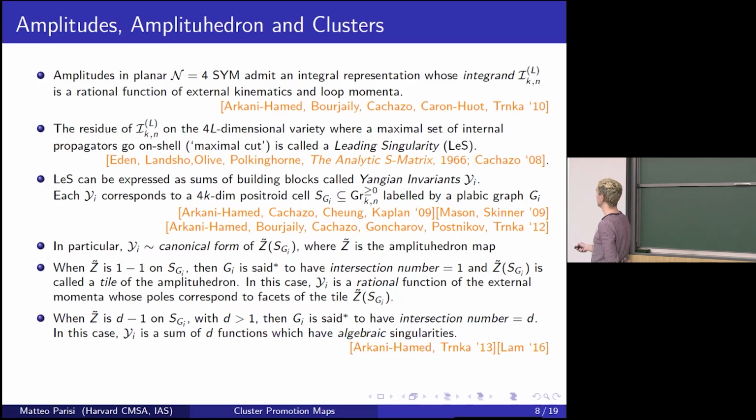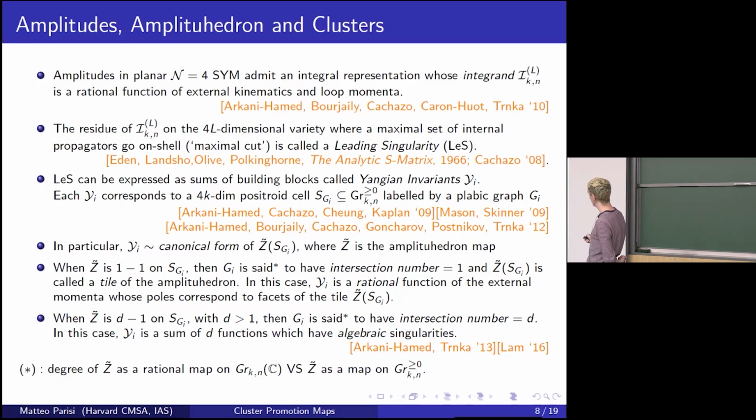Whereas when the amplituhedron map is d to 1, where d is greater than 1, then we have the case of intersection number d. And in this case, the Yangian invariant associated to the positroid cell is the sum of d functions that have algebraic singularities, also called non-rational Yangian invariants. I also put a caveat here: when you talk about intersection number, we're actually looking at the amplituhedron map as a rational map on the complex Grassmannian, but this is more for experts.